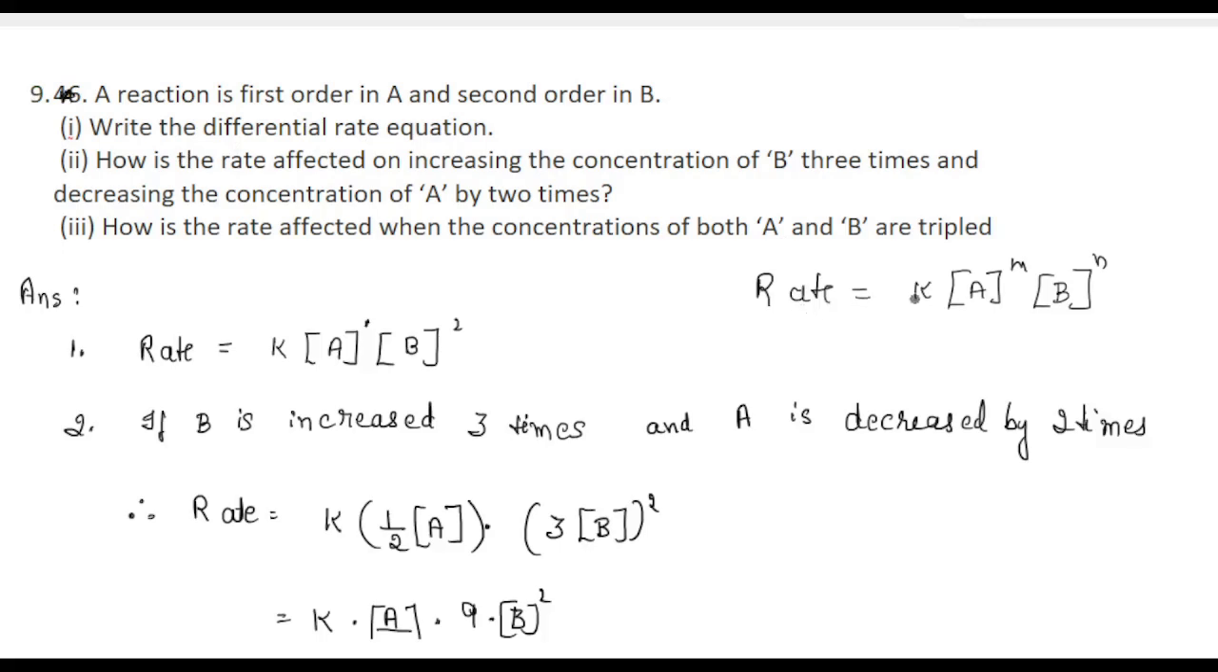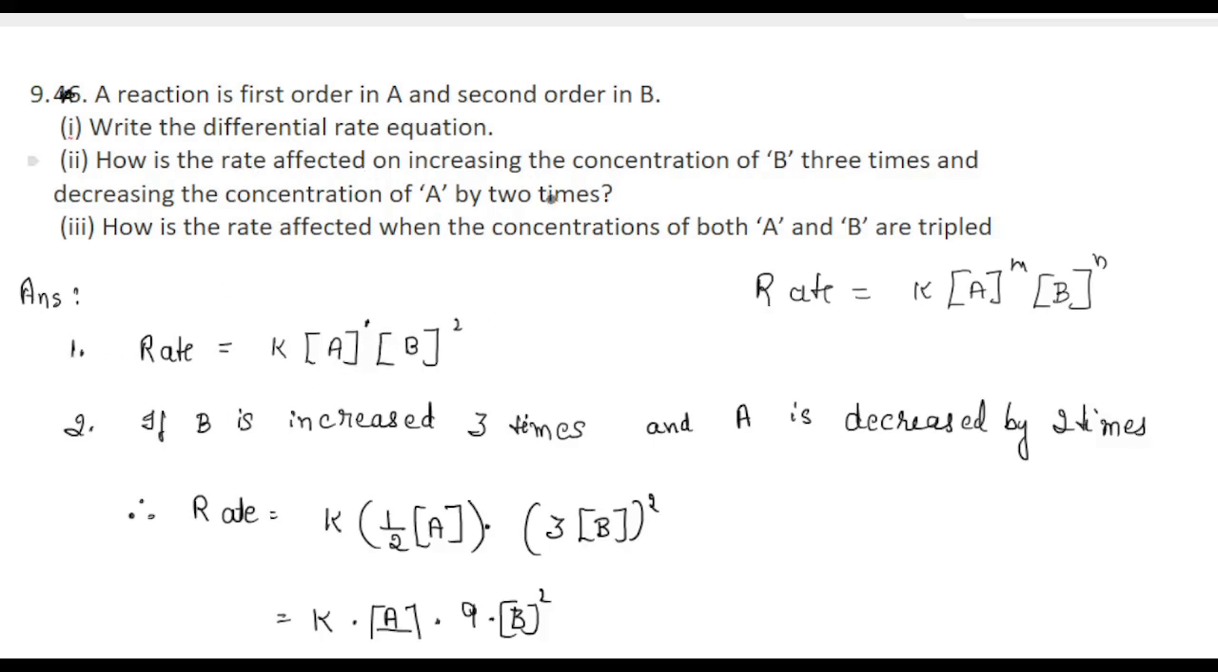The rate equation is given by rate equal to K into A to the power of m and B to the power n, where m and n are the order of the reactions. Now here in this question, the reaction is first order in A means m becomes 1, and second order in B means n becomes 2. So write the differential rate equation. For the first question, this is the answer.